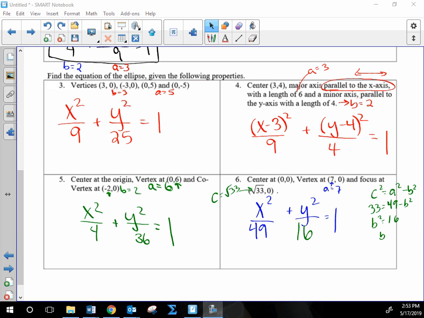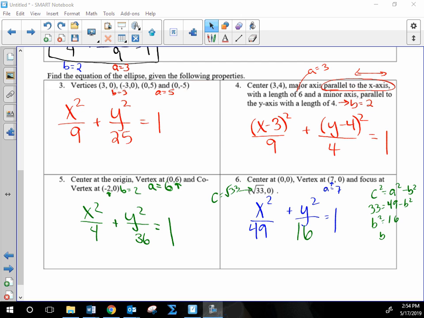Good. All right, 5. Center at the origin. Again, they give us a vertex. We can get our A value from there. The co-vertex, that's our B value. Our last one here. So our center is 0, 0. Our vertex allows us to find our A value. Instead of giving us our B value, they gave us our focus. Because my center is 0, 0, I can pull that my C value is root 33. And then I just plug into C squared equals A squared minus B squared to solve for my B squared value. So B squared is 16. And again, my vertex affects the X value, so my A will read the X.